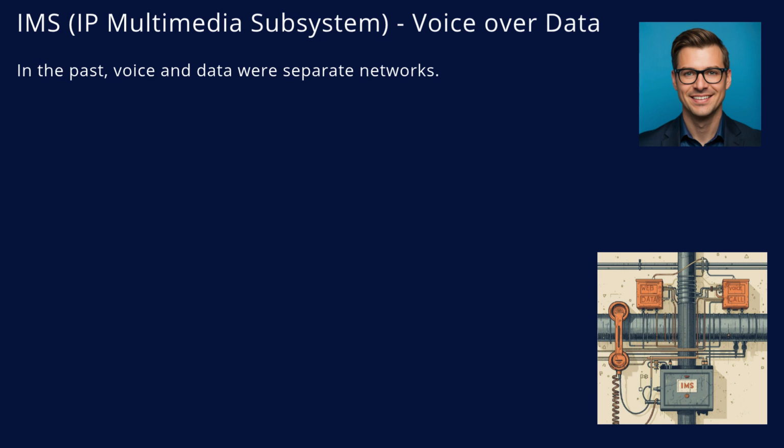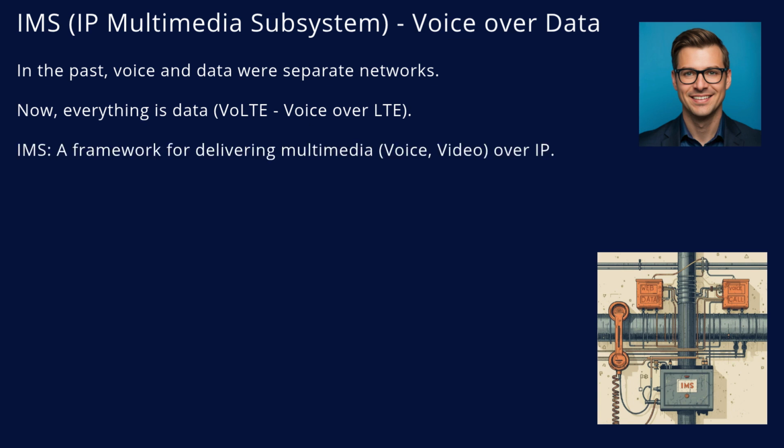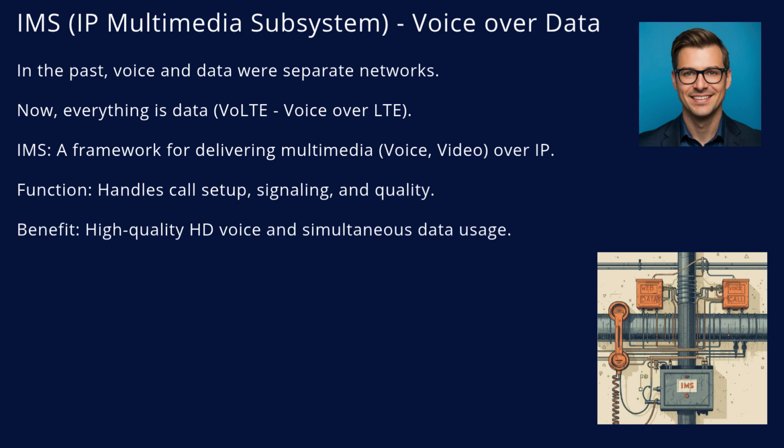Historically, voice calls and internet data used completely different networks. But now, with 4G and 5G, everything is data. This is where IMS comes in, the IP Multimedia Subsystem. IMS is the framework that allows us to send voice and video over the standard IP network. When you see VoLTE on your phone, that is IMS in action. It handles the complex signaling to set up a call, ensuring the quality is high enough for voice, while still allowing you to browse the web at the same time.